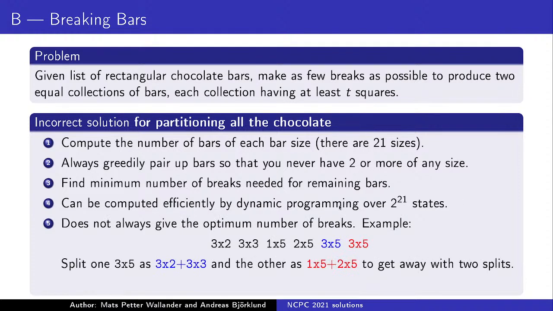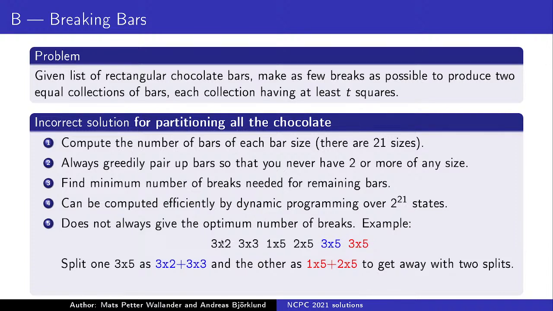So here is an example where this is wrong. Suppose you have these sizes: 3 by 2, 3 by 3, 1 by 5, 2 by 5, and then you have 2 3 by 5 bars. This greedy solution would say, I'm just going to put those aside. Those are already matched. I'm going to match up those together.